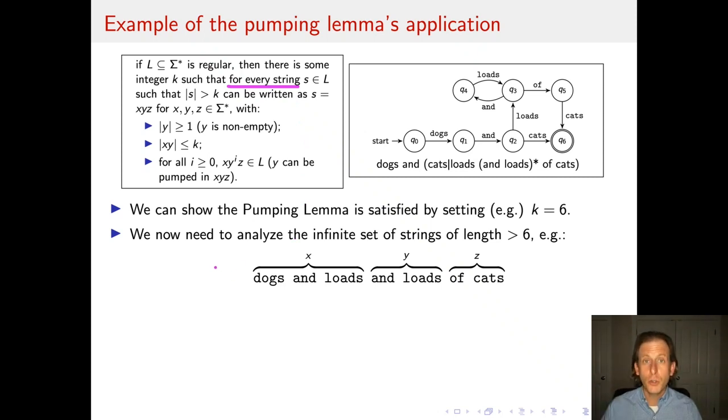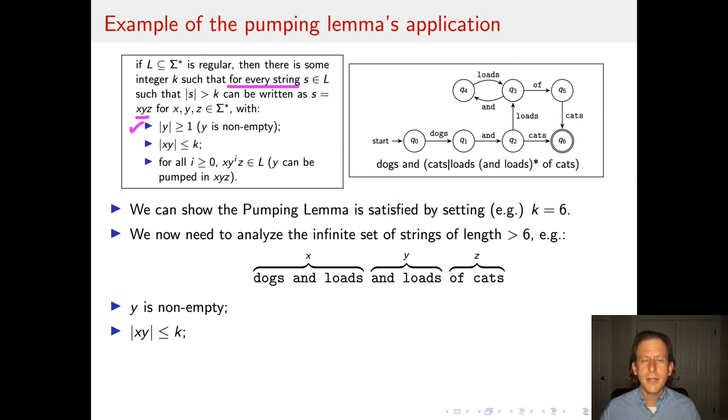So let's start with the shortest possible string that is of length greater than 6, which is this string, dogs and loads of cats. I need to find a decomposition into x, y, z. And I'm going to use this decomposition, where x is dogs and loads, y is and loads, and z is of cats. Okay, so let's see whether each of the 3 criteria in the pumping lemma hold. First of all, is y non-empty? Yes. y is of length 2, so it's non-empty. So we've checked our first criterion.